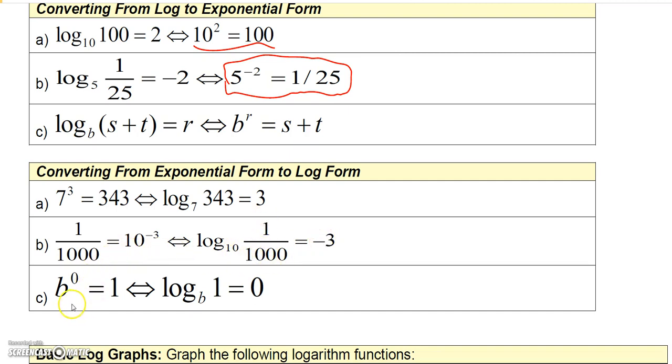And then this b to the 0 would equal 1, that would be the same as saying that the log of 1 base b is 0. And again, because b to the 0 does equal 1.